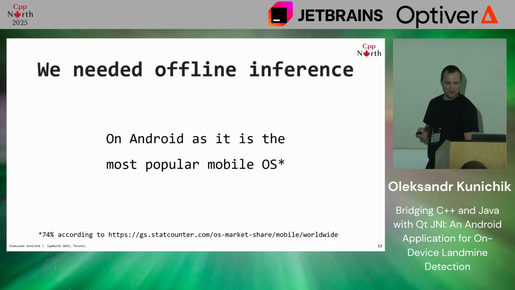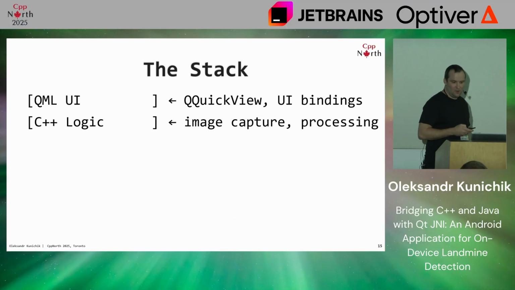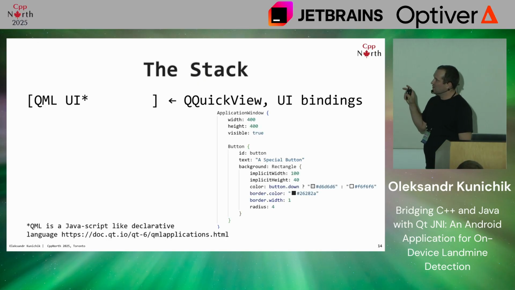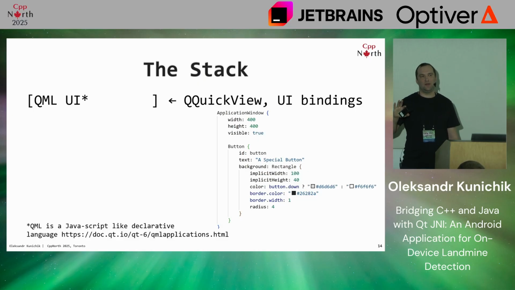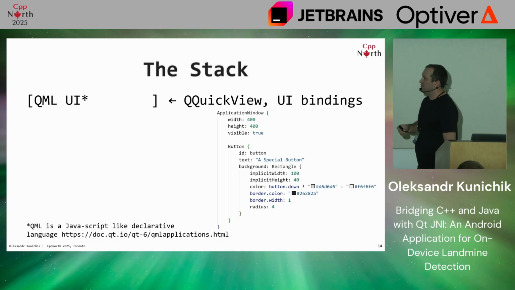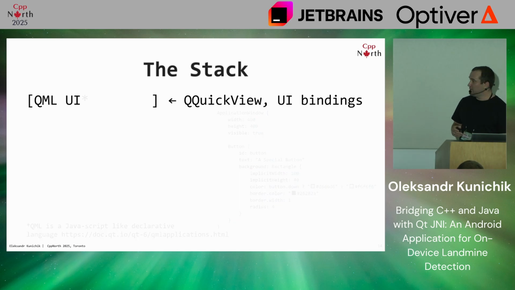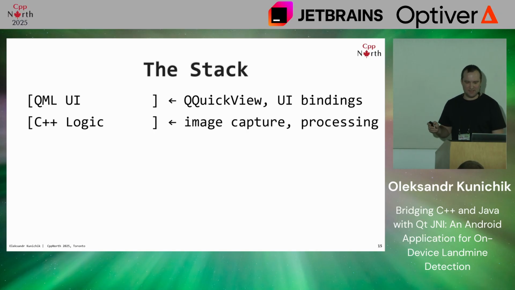The question was how to build. We chose Qt to build across platforms. The UI is built on QML. QML is a declarative, Java-like language. You can describe whatever you want, and there are a lot of components out of the box, but you can also create your own custom ones. It's pretty responsive and fast. So the logic stays in C++, where we can share it across different platforms.